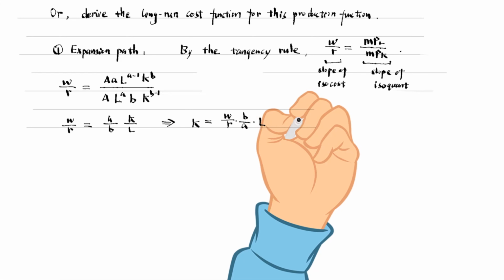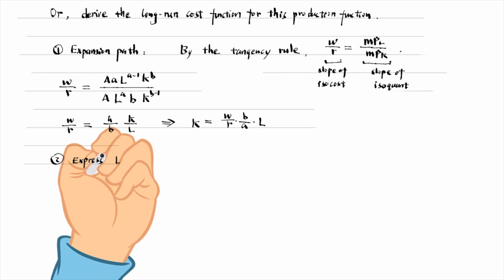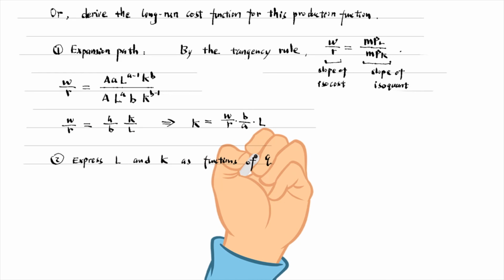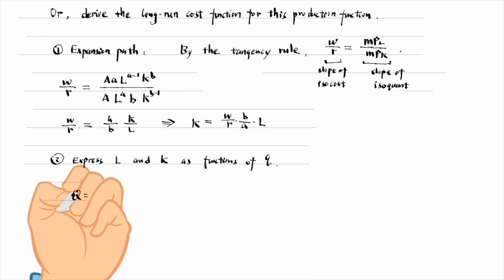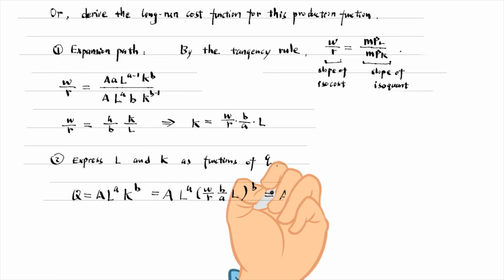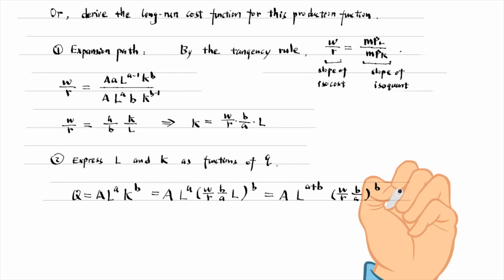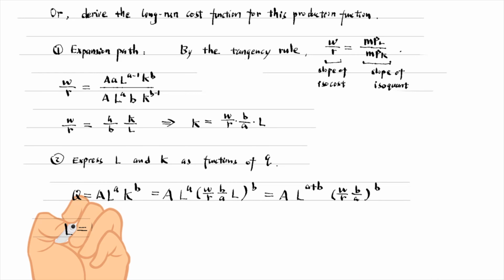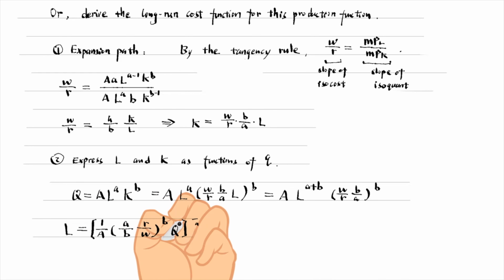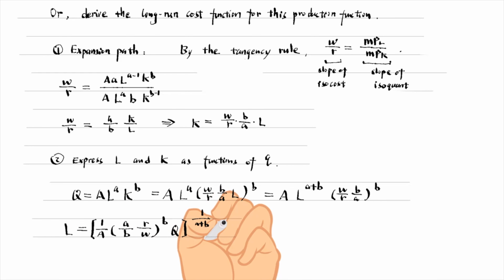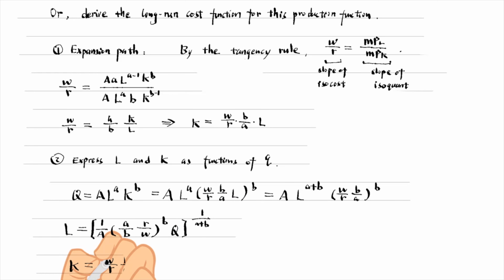In the second step, we express labor and capital in terms of output. We substitute capital in the production function and write output as a function of labor. Then we write the inverse of the function. We express labor as a function of output. Capital can also be expressed as a function of output.